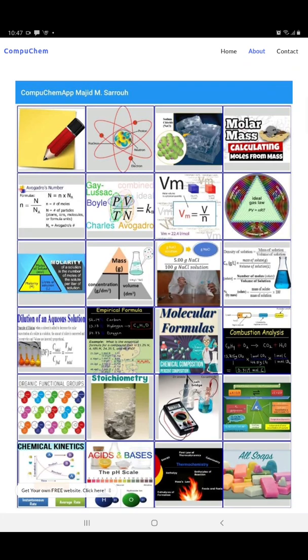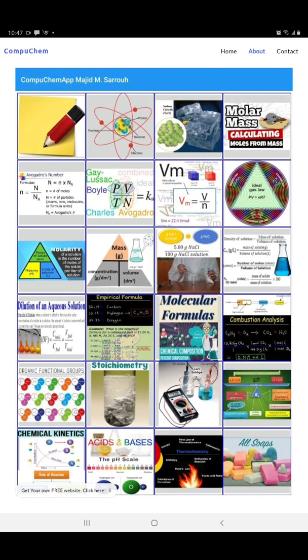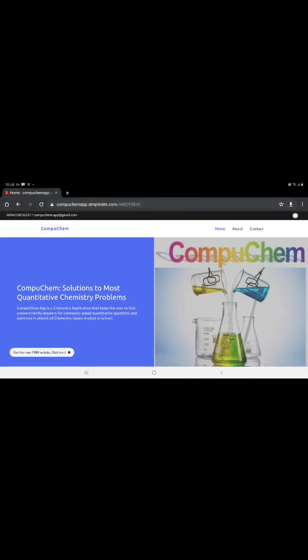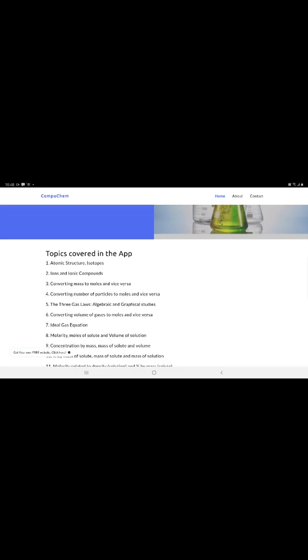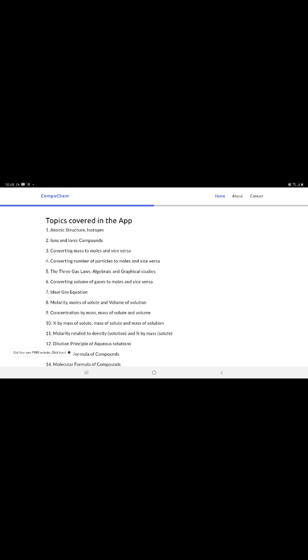This is the interface, the main page, the first page that will open, that will allow me to go through the different applications, the different sections present in this app. The topics in chemistry covered by this app are the following. So this is CompuChem. This is the first picture that you will see when you open the app. And these are the topics covered in the app.